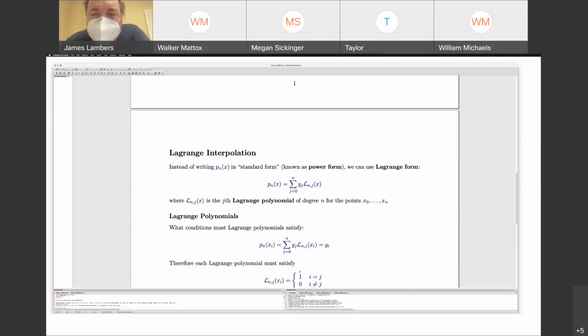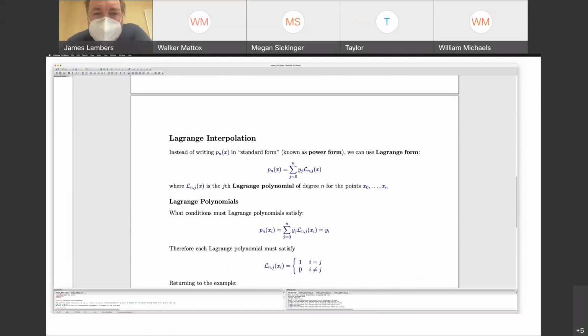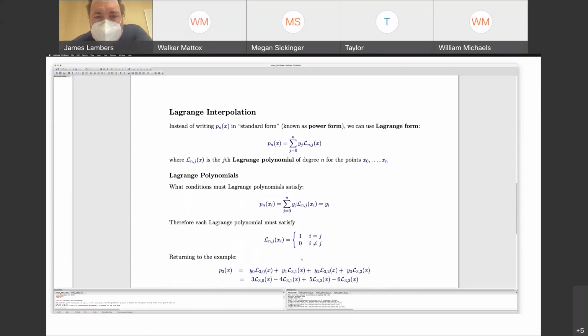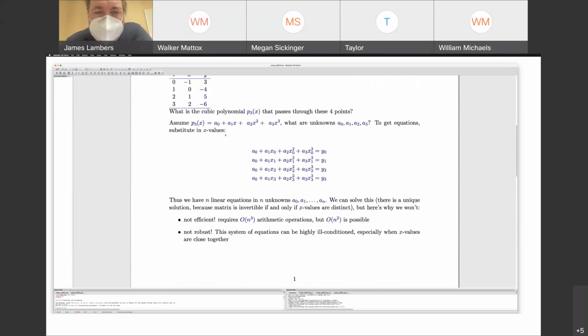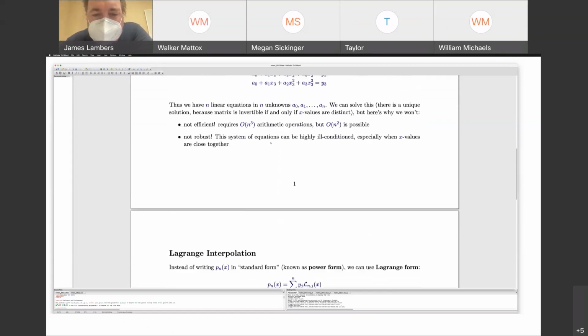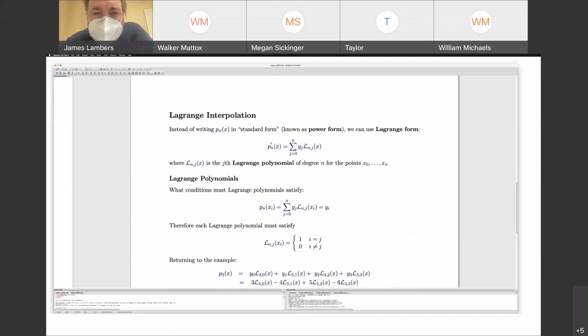So there are different approaches that we can take. I'm just going to talk about one of them today, and that's called Lagrange interpolation. Now, going back for a minute, the way the polynomial was written before is the standard form that we're accustomed to for most situations. This is called power form, where you just have a linear combination of 1, x, x squared, x cubed, and so on. We're going to write the polynomial differently to obtain a more efficient method of computing the coefficients.